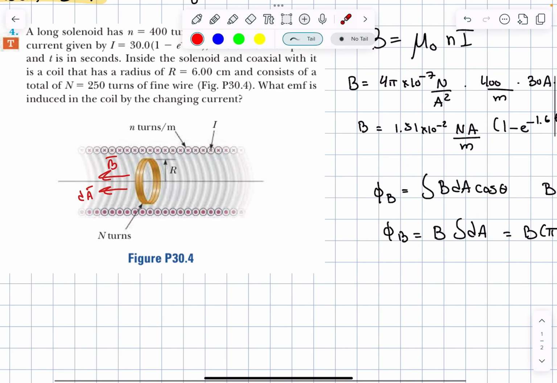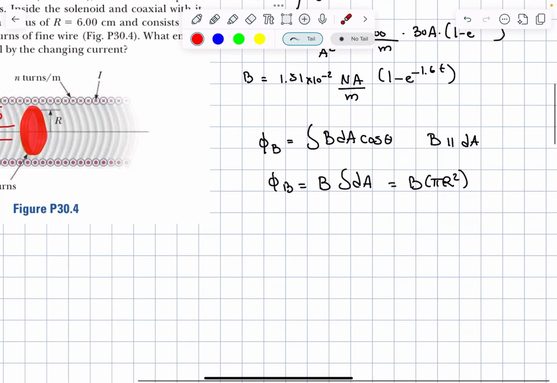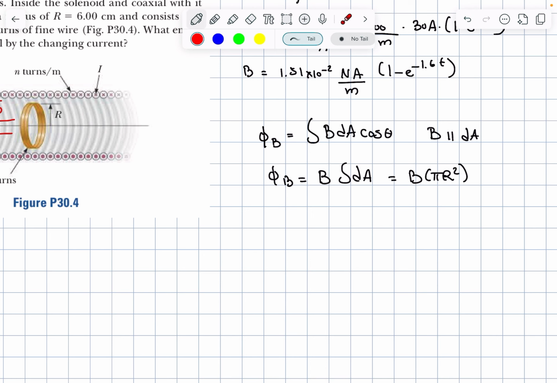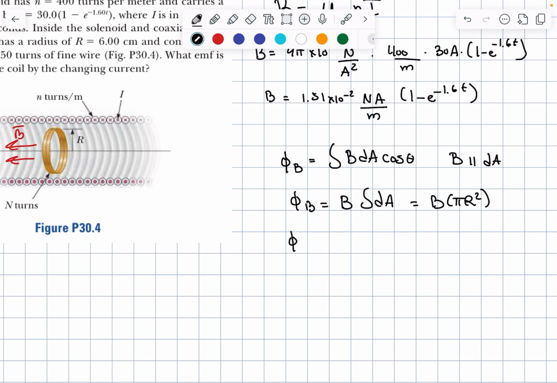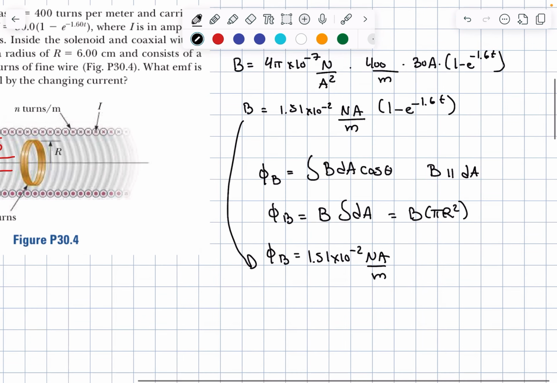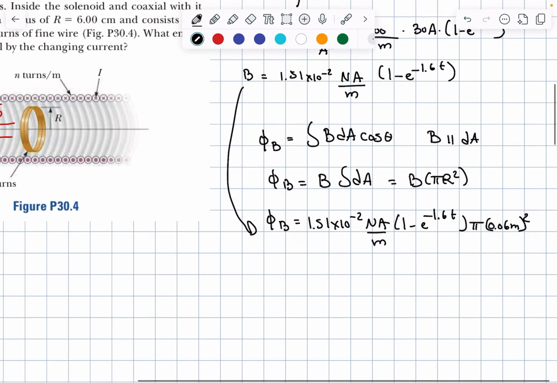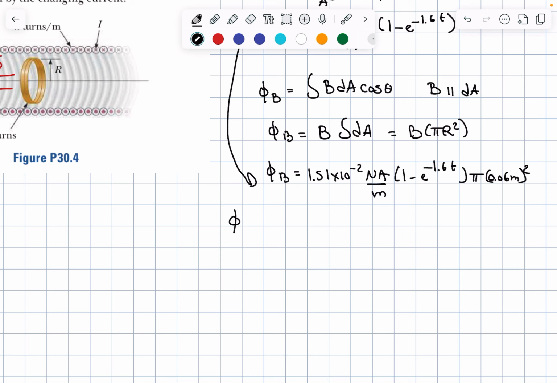We're just saying, well, what's the area? What's this area specifically? Because again, we're trying to figure out what is the current induced in this loop. The radius is equal to 6 centimeters. So phi B is equal to, we know what B is, 1.51 times 10 to the negative 2 newton amps per meter, times (1 minus e to the negative 1.6 t), times pi times 0.06 meters squared. If we multiply all the numbers together, we get 1.71 times 10 to the negative 4 newton amps per meter, and then we get this factor as well. Okay, so that is the flux.